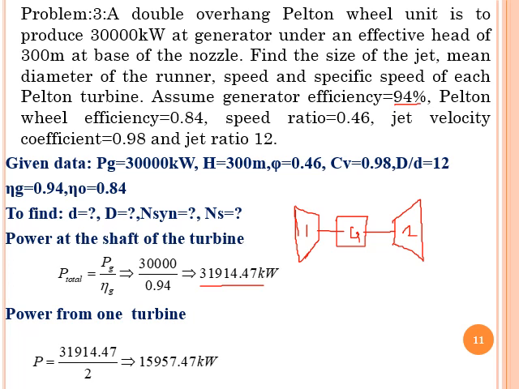There are two turbines here. That means the power developed from each turbine is equal to the total power generated divided by the number of turbines, that is equal to 15,957.47 kilowatt.